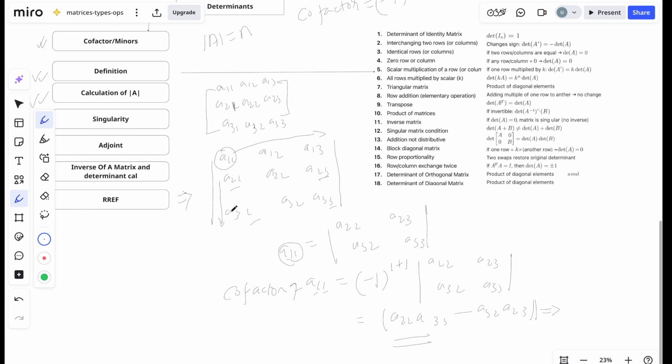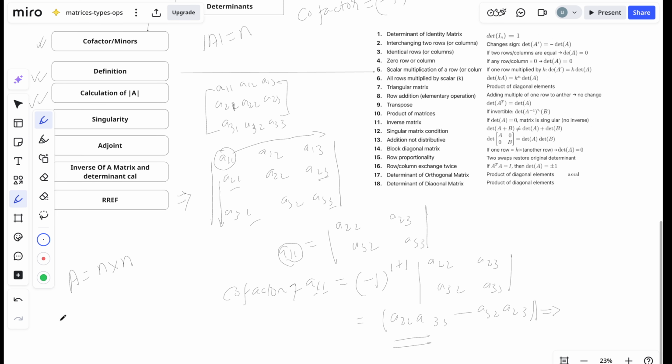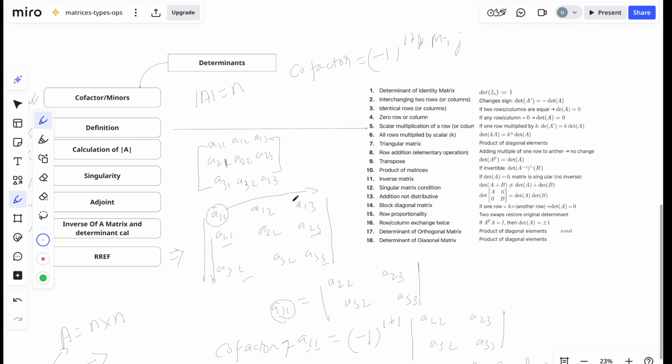Now let's get into the formal definition of a determinant. What is a determinant? Basically, a determinant can be defined as a scalar quantity. If you have a matrix of order n, basically meaning a square matrix of order n, then its determinant is a scalar quantity which is associated with this matrix A. And how is it calculated? Let's give a formal definition of the calculation of determinant A.